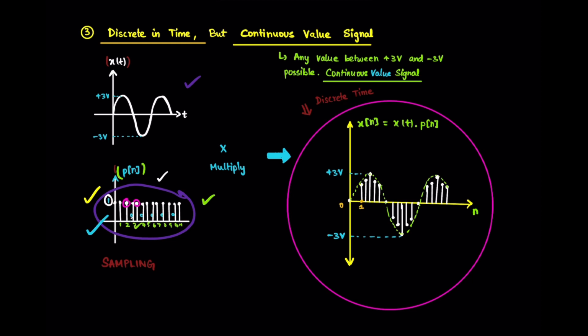So in sampling, you take a continuous time signal and multiply it with an impulse train. The process of doing this is called sampling, and you get a sampled signal. Now coming back to the question, we have got a sampled signal which is discrete in time but continuous in value. Now we want to make that discrete in value also. How do we do that? And for that, you have to do quantization.